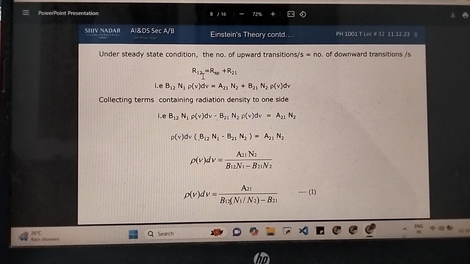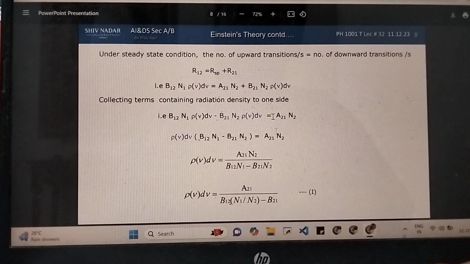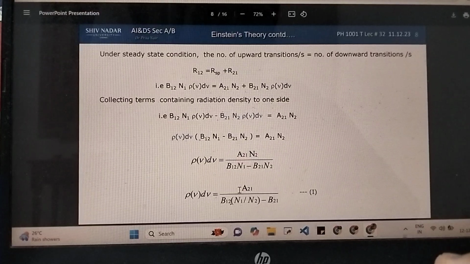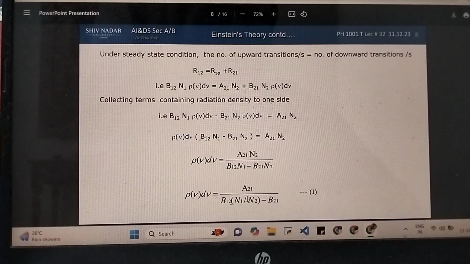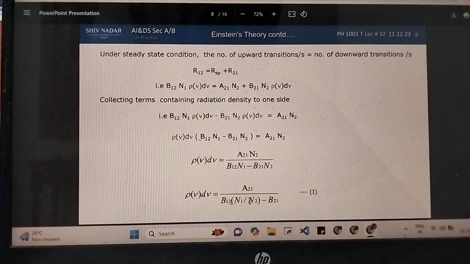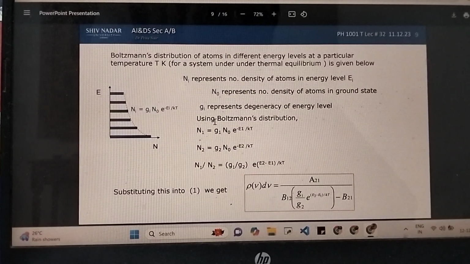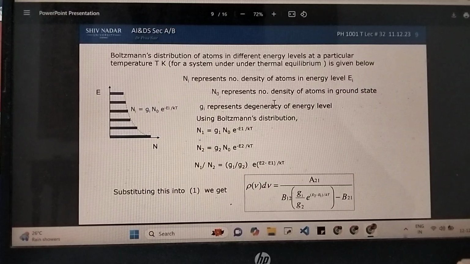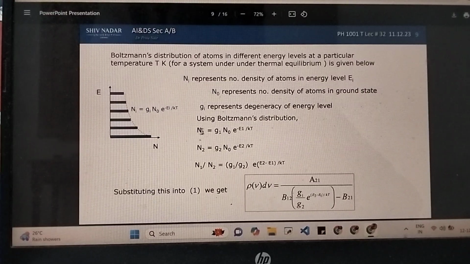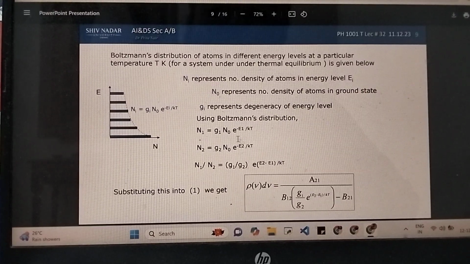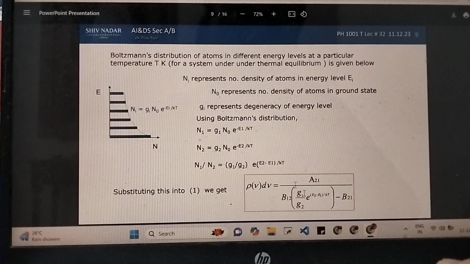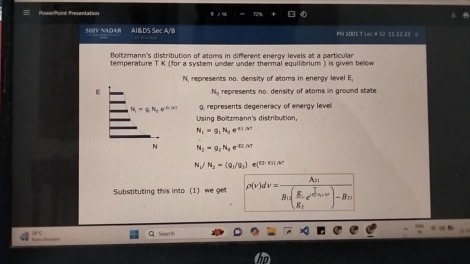Like I mentioned, the total absorption is equal to the total emission. We substituted the values and we got this expression. Now this has something called N1 by N2. So we used Boltzmann's expression, Ni equals Gi N naught e raised to minus Ei upon Kt. We computed N1 and N2, then we did N1 by N2. We substituted that in the previous equation to get this.